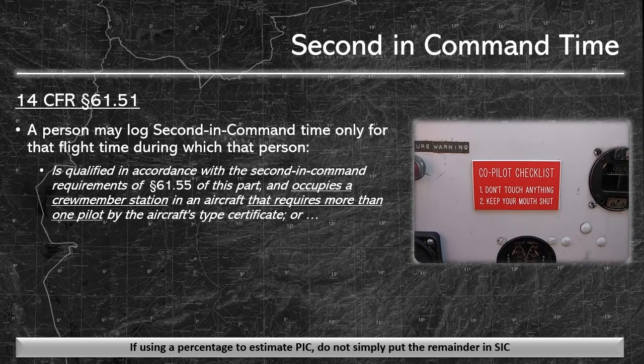Second in command time, or SIC, is basically defined as the time that you are flying, but you are not the pilot in command. But when you look at how you calculate SIC time, there are 2 important factors you need to consider. 1. When you fly in a military 2-seat aircraft, which only requires 1 pilot by the aircraft's type certificate, like a T-6 or an F-18, you technically should not log SIC time because the aircraft only requires 1 pilot. 2. A common mistake is to allocate a percentage of your total time to PIC and then just throw the rest of it into SIC.